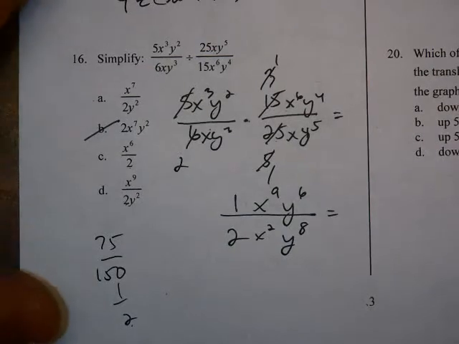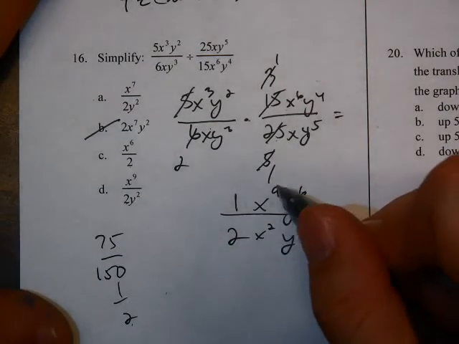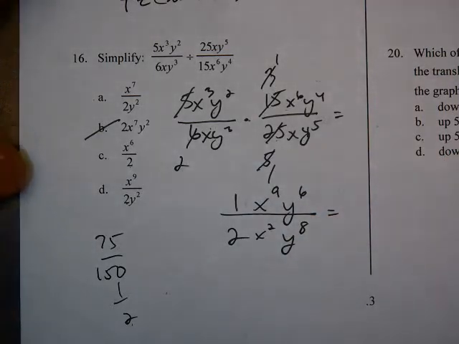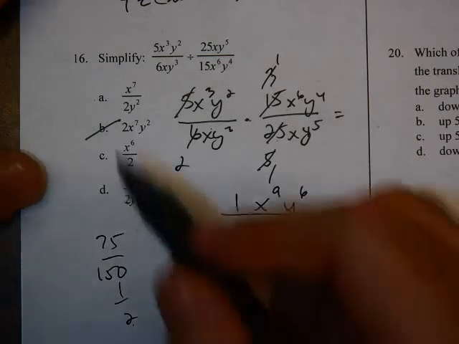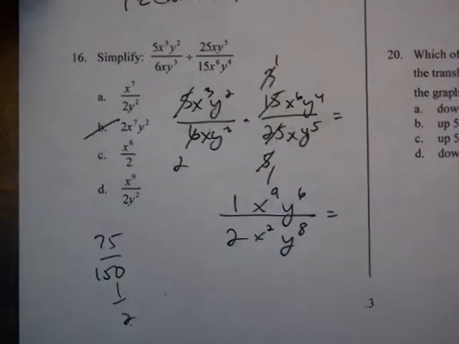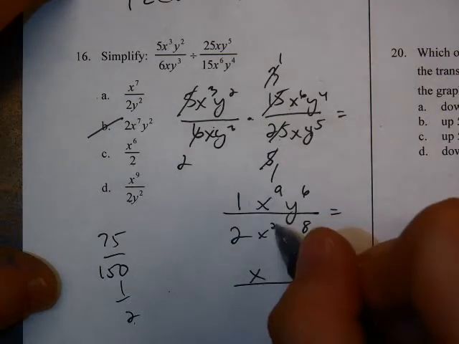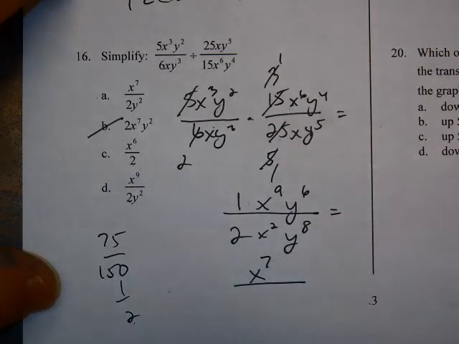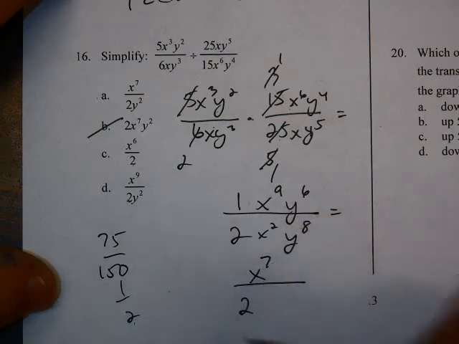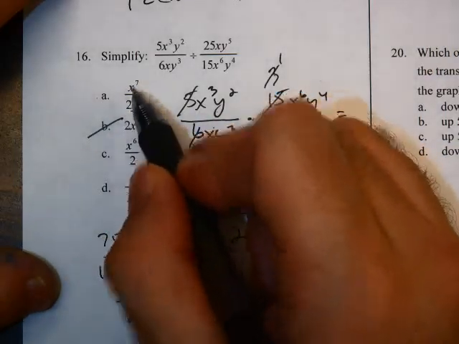Now if you look at the x's, 9 and 2, I've got a larger number on top of the fraction. What that tells me is that the x's will end up in the top of my final solution. And it doesn't eliminate anything because I've still got x, x, x on top. Now to figure out what's going on top for the x, 9 minus 2 is 7. There's 7 more on top. So as part of my solution, I've got x to the 7th on top, and 2 on the bottom. X to the 7th and 2, so chances are it looks like A is going to be my answer.